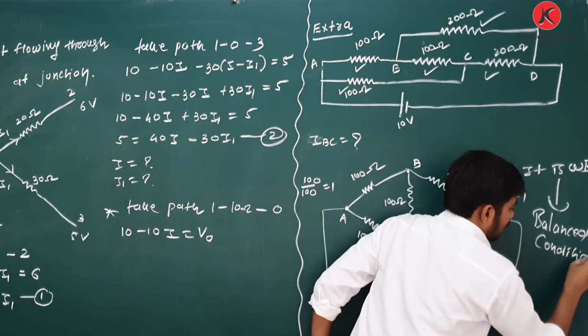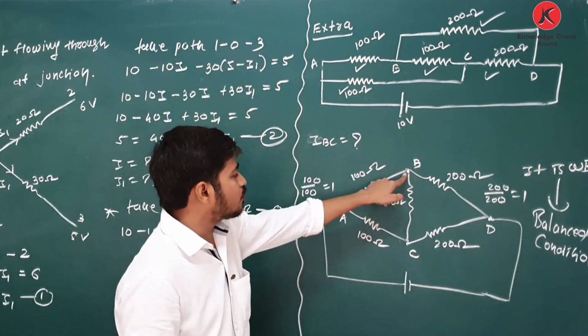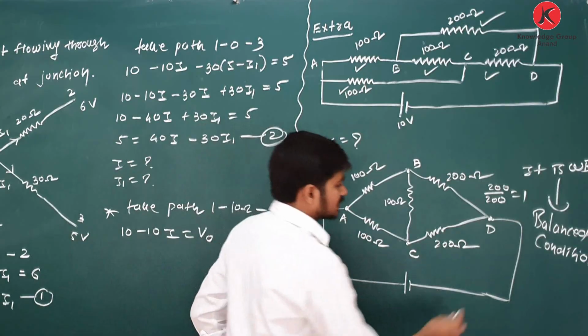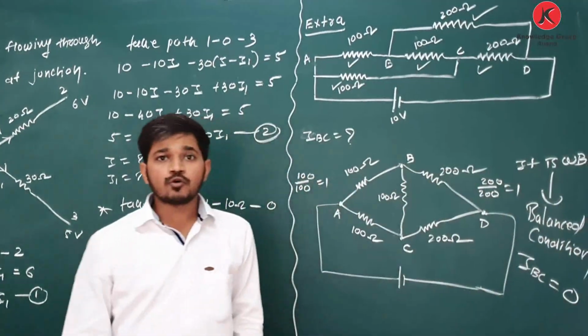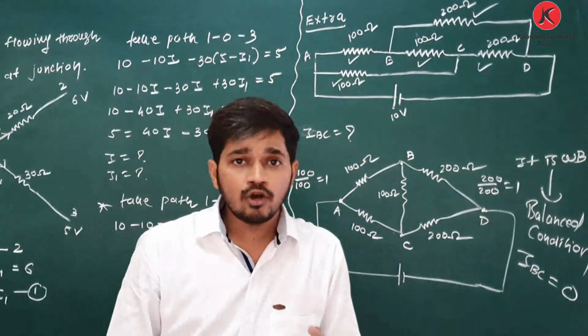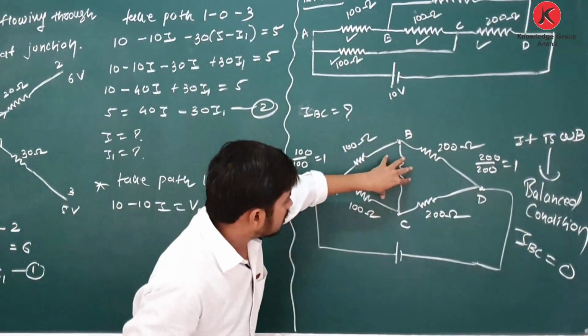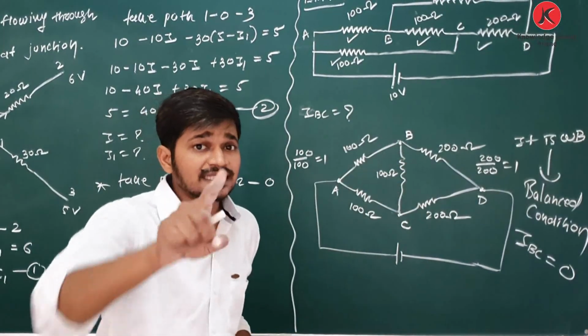It is in balanced condition, and we know that in a balanced condition, what is the current flowing through this part BC? It is 0. IBC is equal to 0. Remember the theory of the Wheatstone bridge. Okay, when R1 upon R2 is equal to R3 upon R4, the current flowing through the galvanometer, IG, we consider 0.